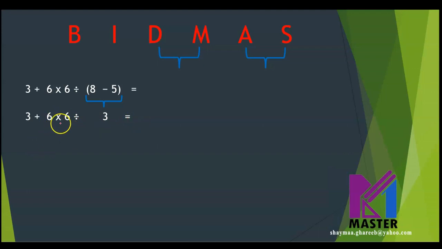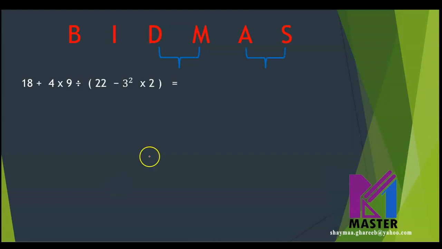Which one should I start with? The multiplication or the division or the addition? The multiplication. So I will do the multiplication first, which is 6 times 6, 36. So the 3 as it is, plus 36, then divided by 3. Now I have addition and division. Which one should I start with? The division. 36 divided by 3 equals 12. So 3 as it is, plus as it is, then the 12. 3 plus 12 equals 15. Then the final answer will be 15.